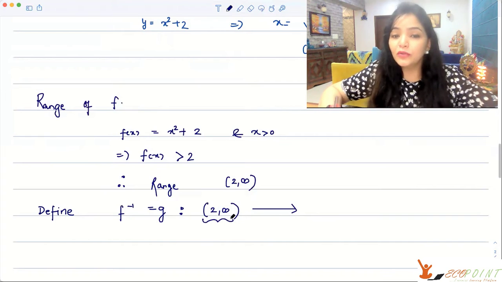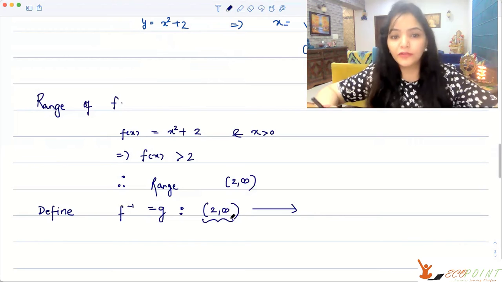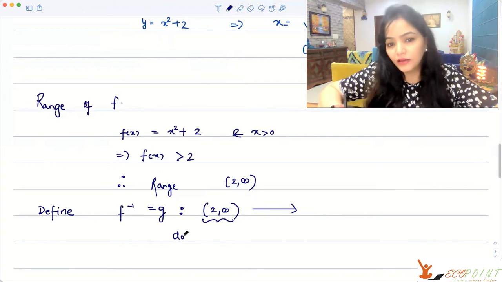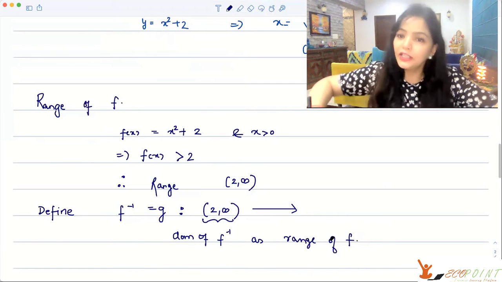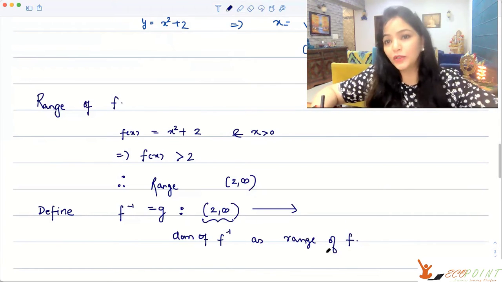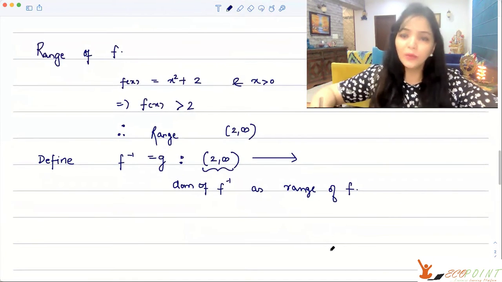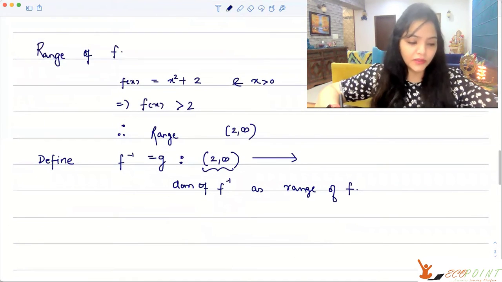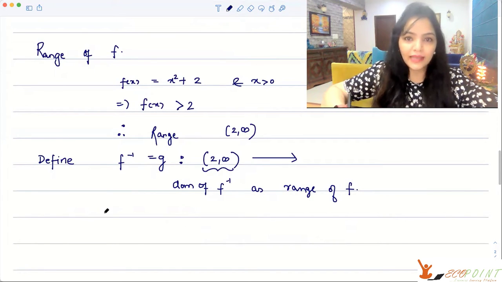If you take the domain of f inverse as range of f, then you can define an inverse for any one-to-one function. Okay, then you can define an inverse for any one-to-one function. So always remember this.